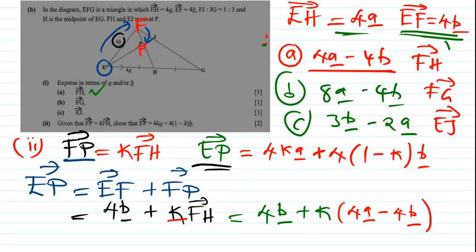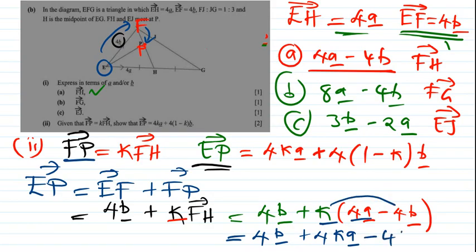Now the question at hand here is, can we simplify this? Does it look similar to that? Because we have to move from this form to that form. Okay, so let's distribute the k. 4b plus k times 4a, we're going to have 4ka. K multiplied by negative 4b, we're going to have negative 4kb.